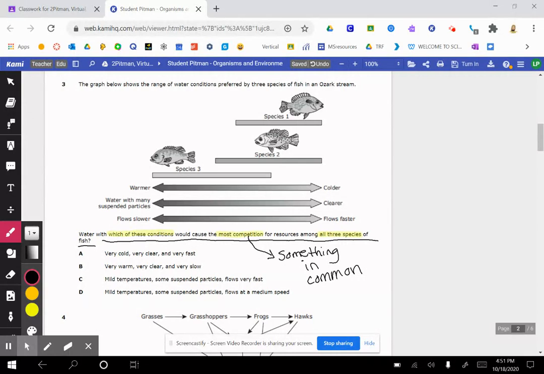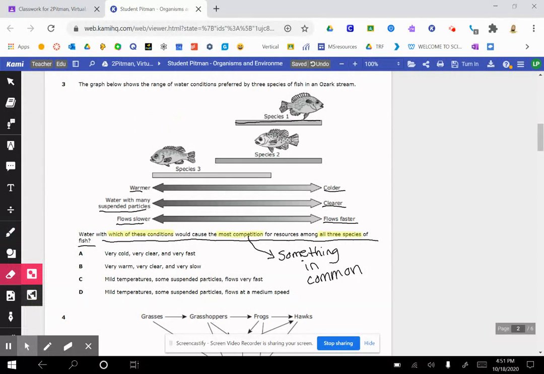So if you look here, it gives us our range from warmer to colder, water with many suspended particles to clearer, flows slower to flows faster. And the bars underneath each fish species shows you the range that they like. For instance, this fish likes water on the colder end. He's not going to be over here where the warmer water is, because that bar is not reaching over here.